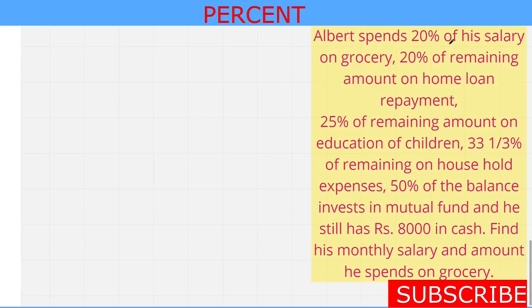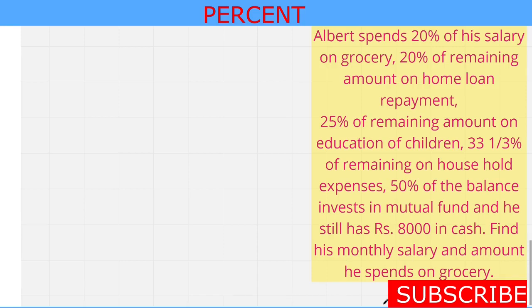Albert spends 20% of his salary on grocery, 20% of remaining amount on home loan repayment, 25% of remaining amount on education of children, 33 and 1/3% of remaining on household expenses. 50% of the balance he invests in mutual fund, and he still has rupees 8,000 in cash. Find his monthly salary and amount he spends on grocery.